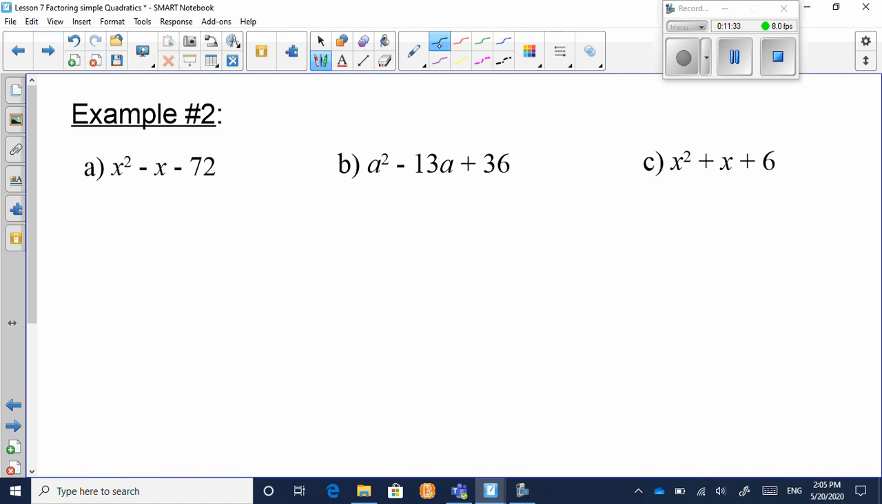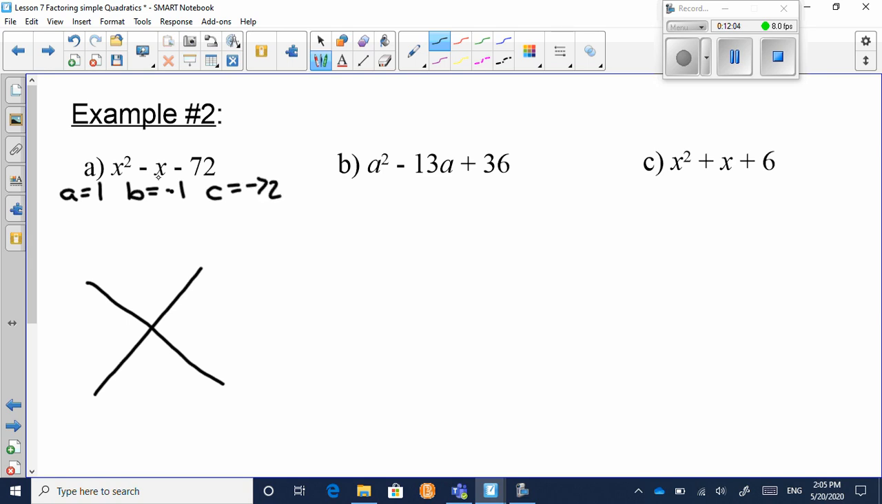Let's do these ones. I'll create my X box. X squared minus, so here we've got some negatives now, but we're still okay. I'm just going to move my X box down a little bit. I just want to emphasize this: A is equal to 1, that's the number out front of the X squared. B is equal to negative 1. And C is equal to negative 72.